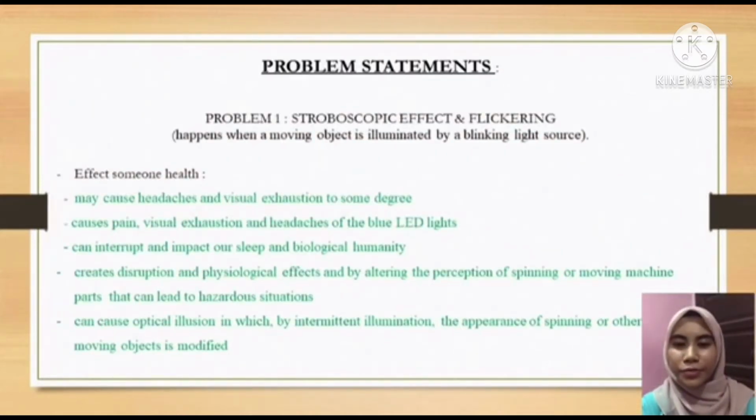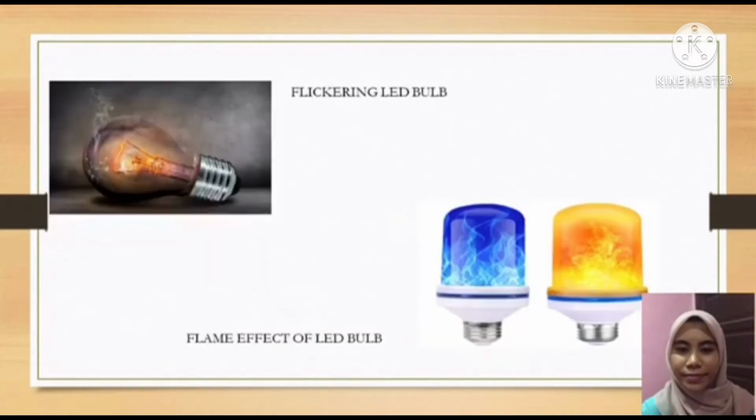Next, we move to the first problem statement, which is that LED can cause flickering and the stroboscopic effect. The stroboscopic effect happens when a moving object is illuminated by a blinking light source. It can affect someone's health and may cause pain and visual exhaustion to some degree. It can interrupt and impact our sleep and biological immunity. It can also create disruption, optical illusion, and physiological effects by altering the perception of spinning or moving machine parts, which can lead to hazardous situations.